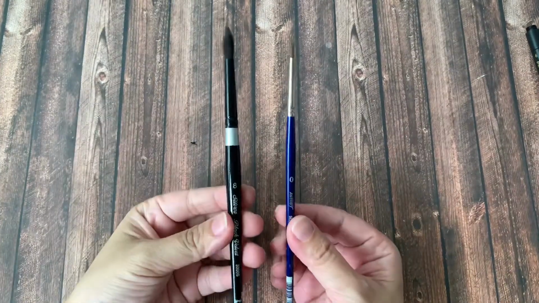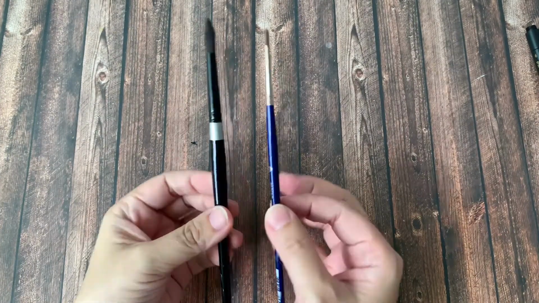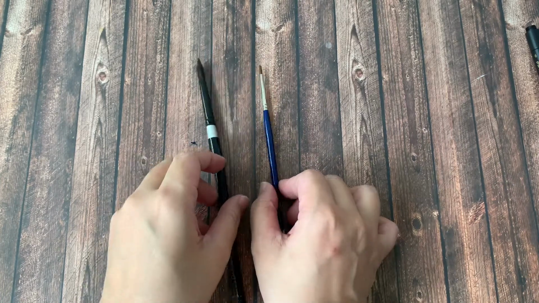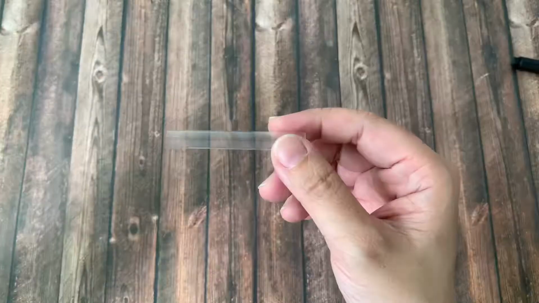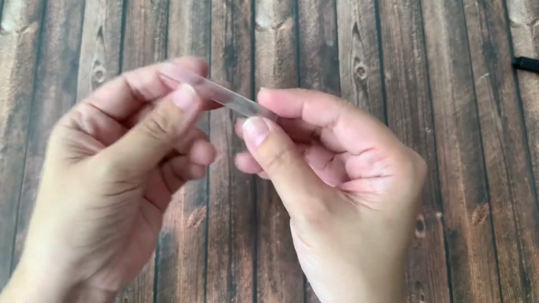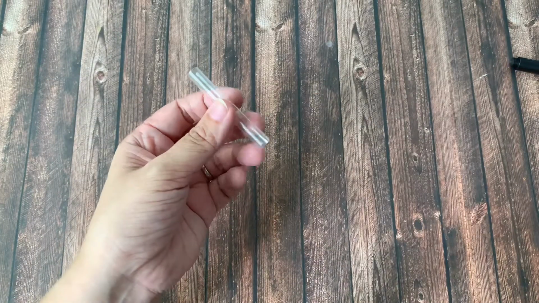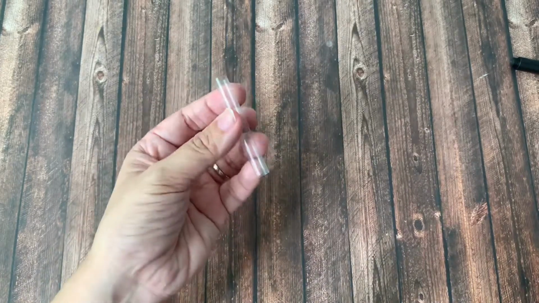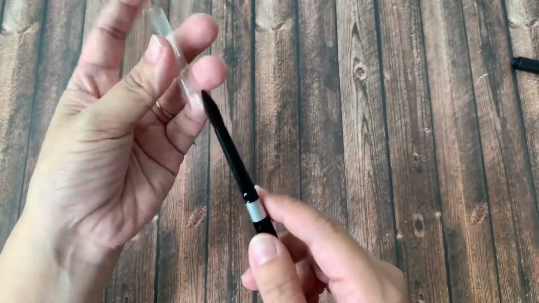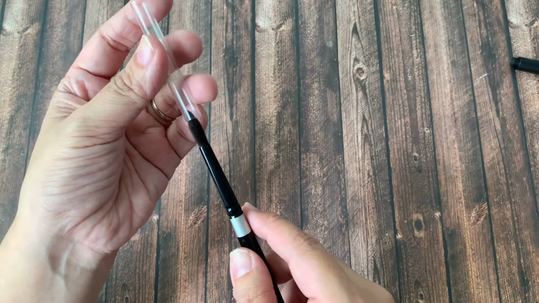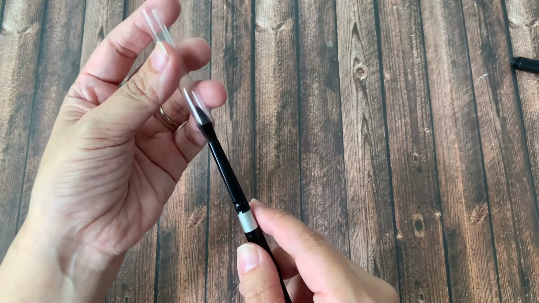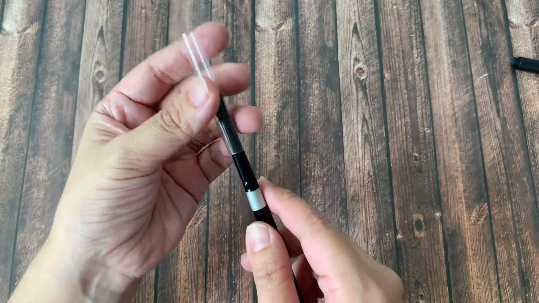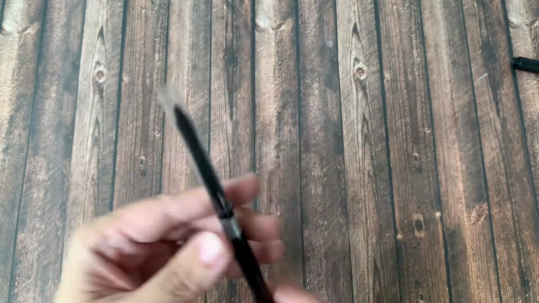Next, I'm going to talk about these two normal brushes, and there's one useful tip that I want to share with you guys. Remember the tube that you normally get when you buy a new watercolor brush? Don't throw it away, because in the future you may want to transport your brush and protect it when you go outdoors. So I will keep all these plastic tubes and reuse them.